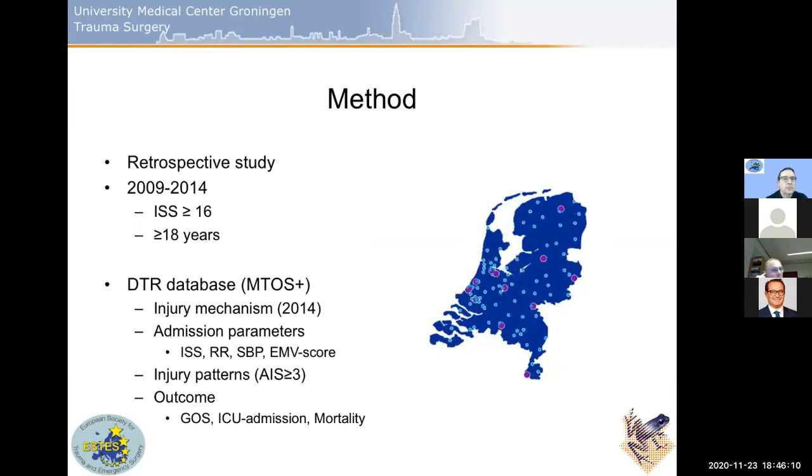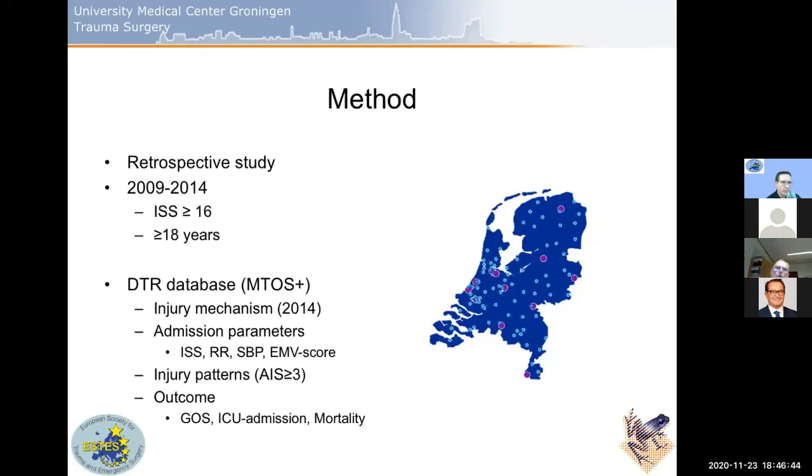This was a retrospective study over 5 years, 2009 to 2014. It included all patients from the Netherlands with an ISS of 16 or higher and older than 18 years. The Dutch trauma registry is based on the MTOS plus: injury mechanism, admission parameters, ISS, blood pressure, and so on, the AIS, and the outcome, the Glasgow outcome score, ICU admission, and mortality.